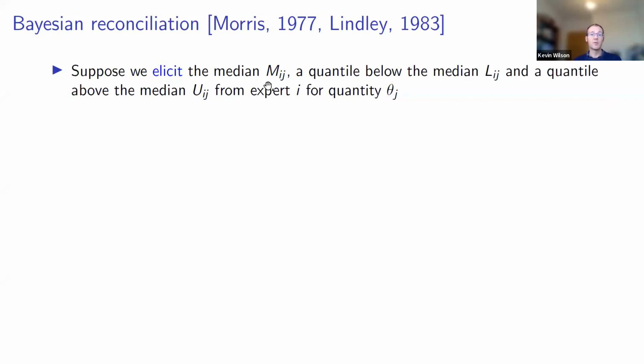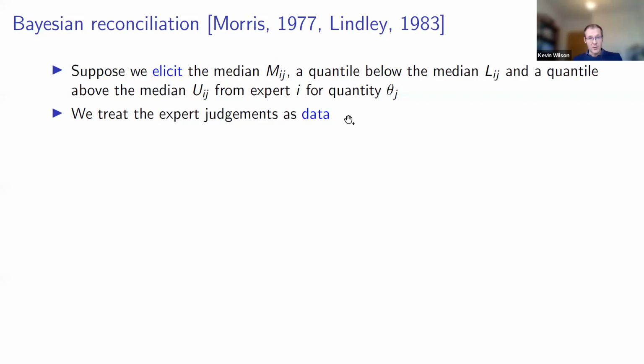So let's suppose we're in a standard elicitation situation where we've asked each expert, for each quantity of interest, so i is expert i, j is quantity of interest theta j, for a measure of centrality, so their median, and then some interval, so a lower quantile below the median and an upper quantile above the median, L and U. So in the classical method, this would usually be the 5% and 95% quantiles.